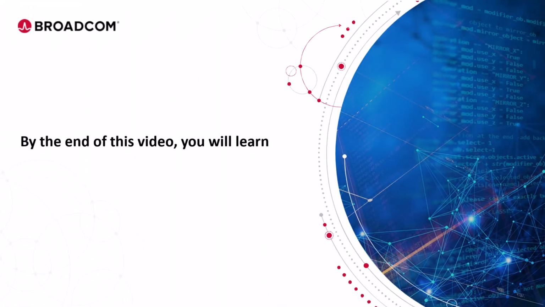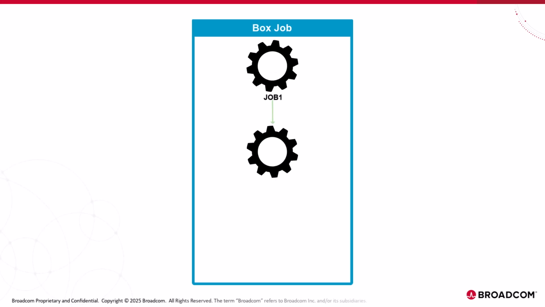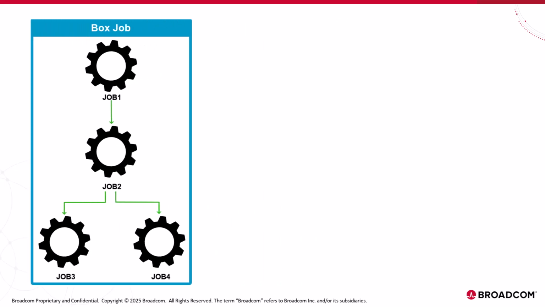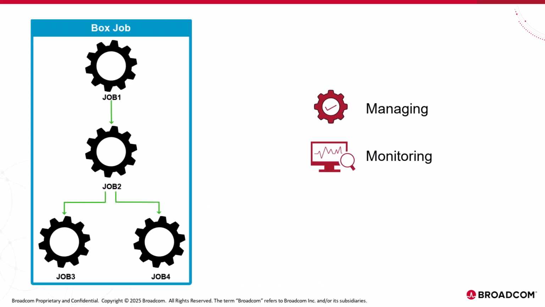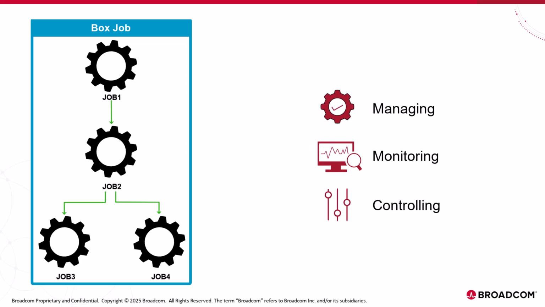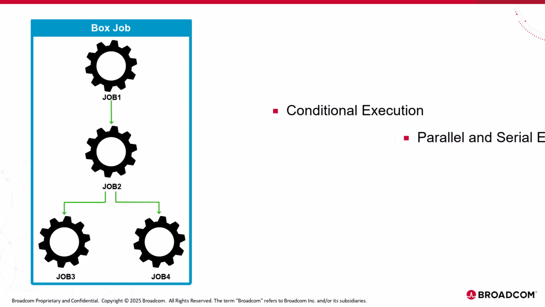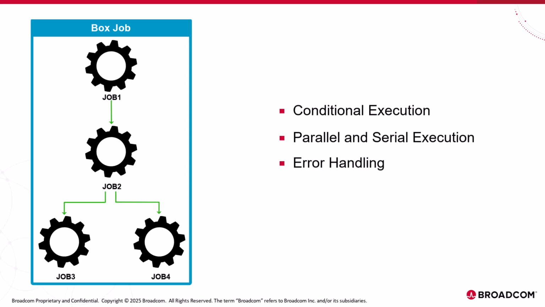By the end of this video, you will learn about AutoSys Box Jobs and their behavior during job executions. A box job in AutoSys is a logical container that you can use to group related jobs. Grouping related jobs into a box makes managing, monitoring, and controlling complex workflows easier. Box Job supports conditional execution, parallel and serial execution, and error handling of contained jobs.